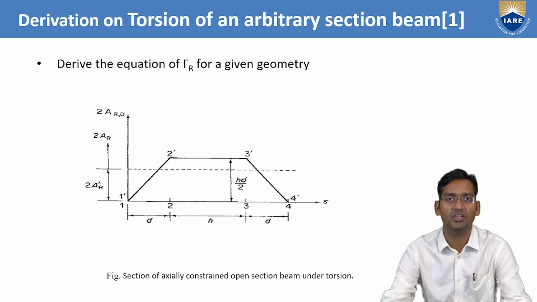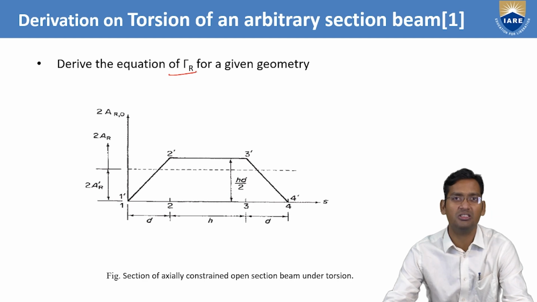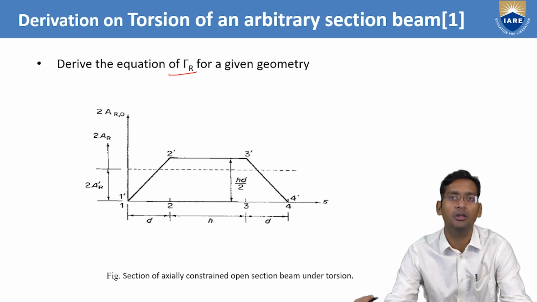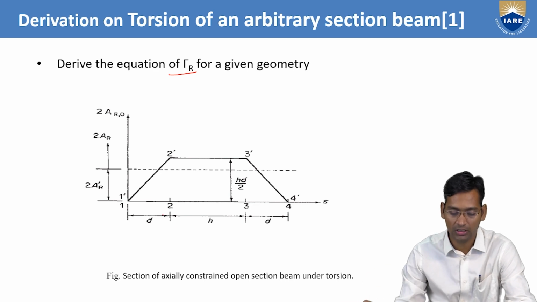Now the question is, derive the equation of tau r for a given geometry. What we have to derive, tau r, means we have to find it. Instead of a derivation, they can ask to find the tau r for the given figure. So now this figure is there.